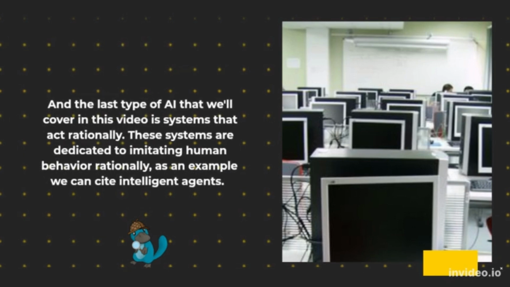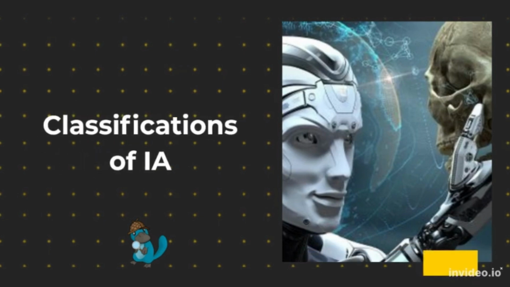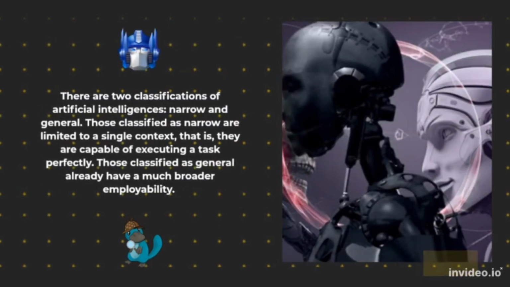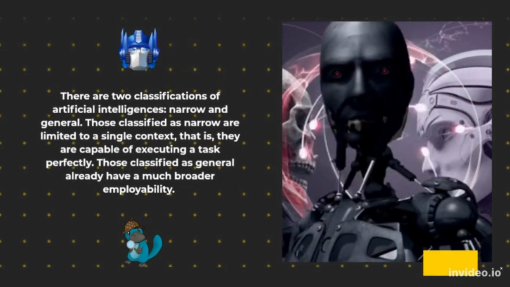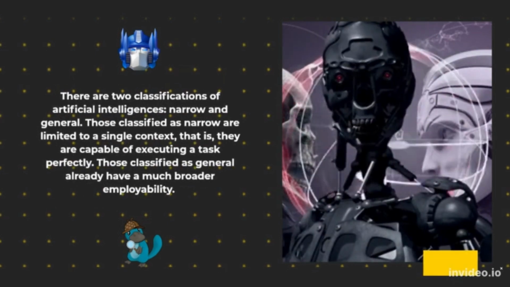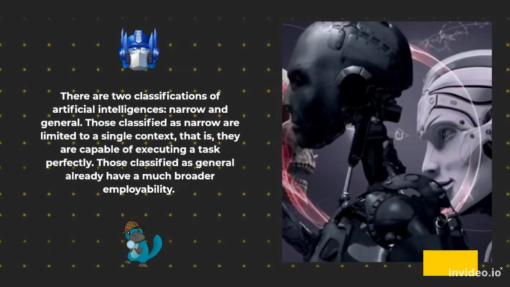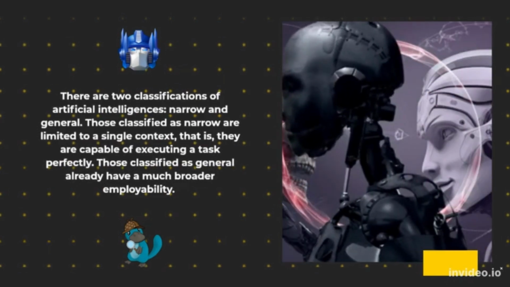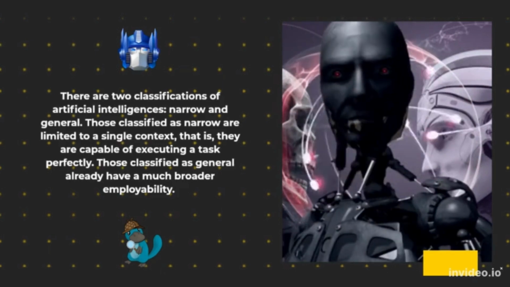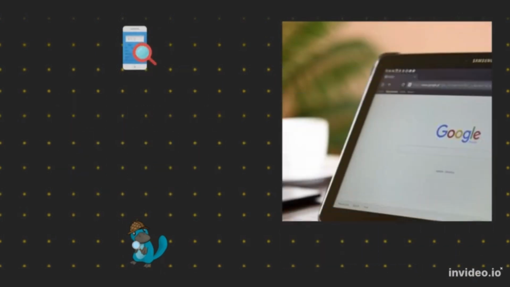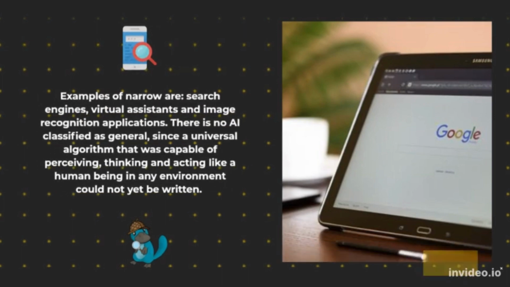Classifications of AI. There are two classifications of artificial intelligences, narrow and general. Those classified as narrow are limited to a single context, that is, they are capable of executing a task perfectly. Those classified as general already have a much broader employability. Examples of narrow are search engines, virtual assistants, and image recognition applications.